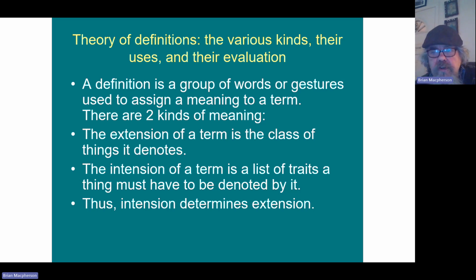So again, the extension gives you the list of things the term denotes, and the intension gives you the list of attributes that something must satisfy to be in the extension of the term. If that's true, then it follows that intension determines extension. What the heck does that mean? Well, it will become clear in the next slide.